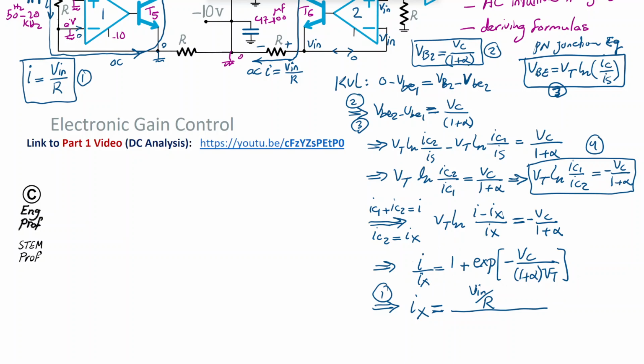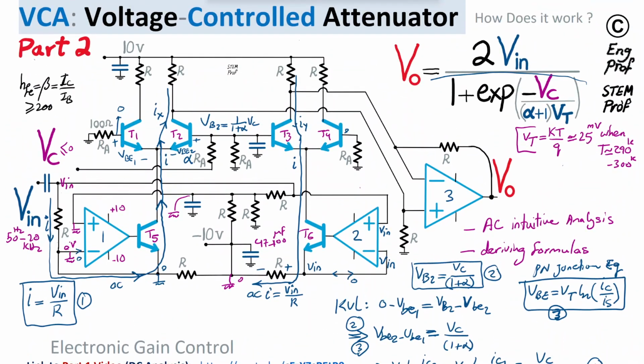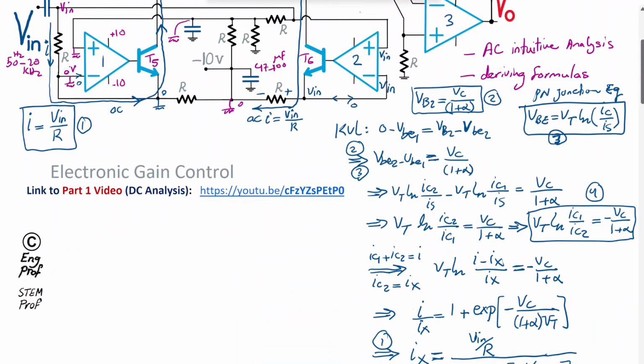So therefore I get that 1 plus exp of minus Vc over (1 plus alpha) Vt in the denominator, and this is exactly what we were targeting, almost there. You can see that I found the target denominator, and it is actually exactly as instructed or as mentioned.